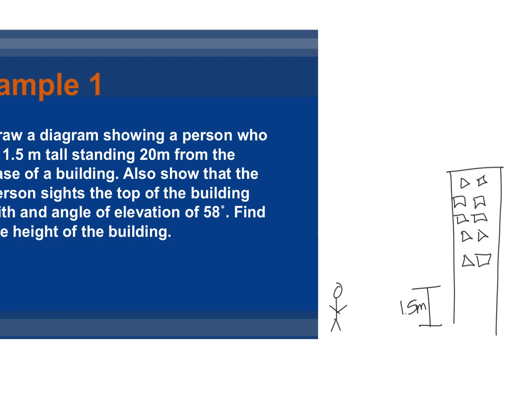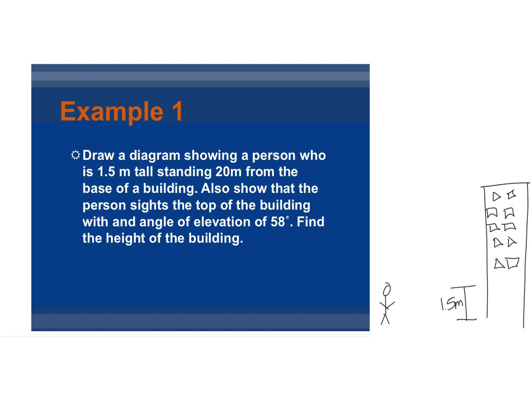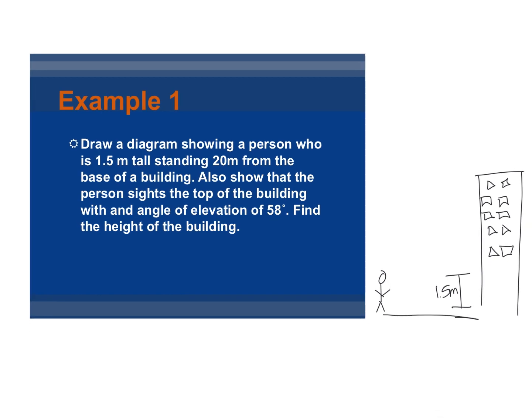Okay. So it says the person is standing 20 meters from the base of the building. Here's the base of the building. He's a total of 20 meters from it. Also show that the person's sight. So line of sight. You are not looking from your toes. My toes are not looking at the building. It's from the person's line of sight to the top of the building. Angle of elevation is right here, 58 degrees.